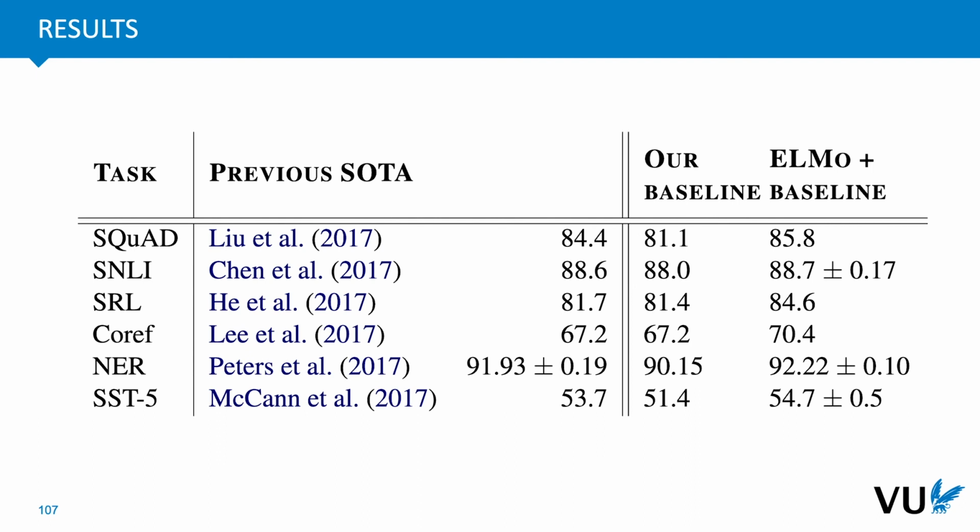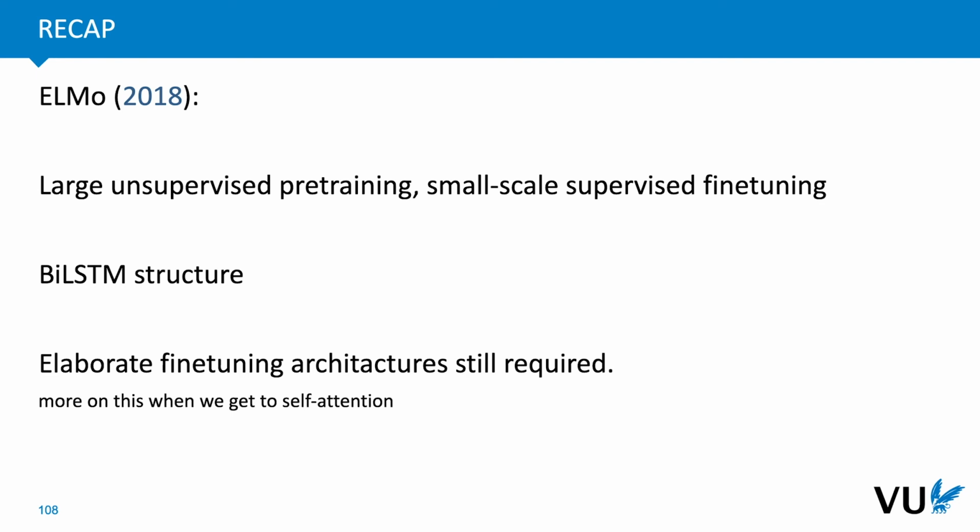And the main result from the paper was, first, that if we start with a baseline and then give that baseline, instead of randomly initialized basic embeddings, the ELMo embeddings, the performance improves massively. And the second conclusion is that the performance improves so much that on each of these 6 tasks, the resulting performance is state-of-the-art, is better than the performance that up till that point could be achieved. So that's ELMo. It's a system that does large unsupervised pre-training and that allows small-scale supervised fine-tuning.